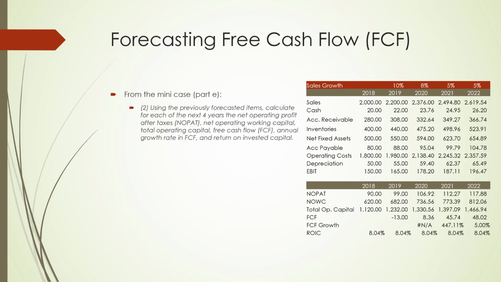And then finally, they ask us to calculate the return on invested capital. Well, remember that return on invested capital is NOPAT divided by total operating capital. So for each year, we have NOPAT and we have net operating working capital. Remember that both of those are growing at the same rate as sales. And because of that, since the numerator and the denominator grow at the same rate, the ratio, return on invested capital, will stay constant. And it turns out that it's 8.04% each year.